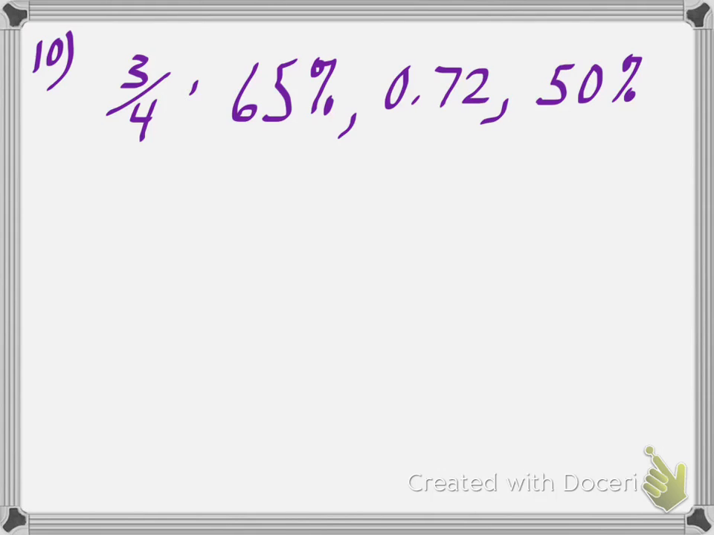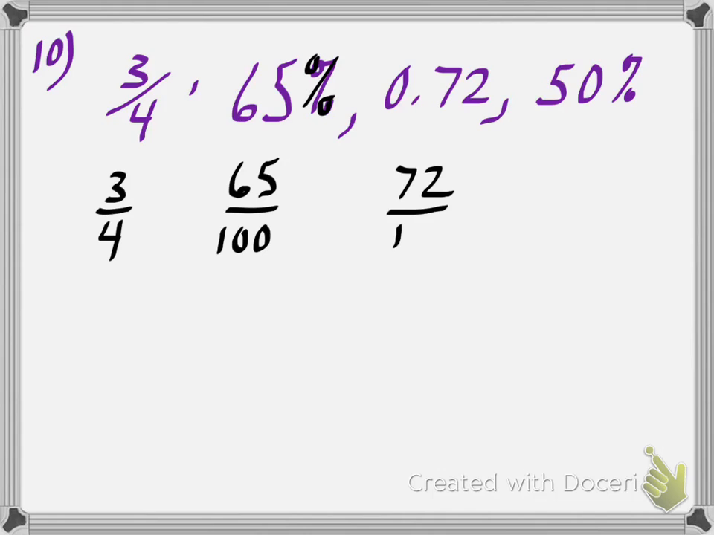So on here we could make all of these into fractions. So 3/4 is already a fraction. This could be 65 over 100, because remember, the percent sign is made up of 1 and 2 zeros for 100. This was 72 hundredths, and 72 hundredths can also be written this way. And this is 50%, and once again the 50, and then the percent sign becomes over 100.